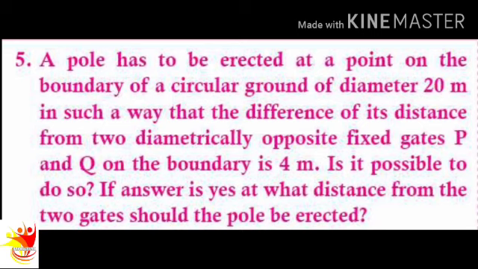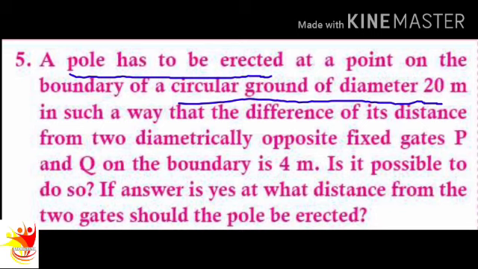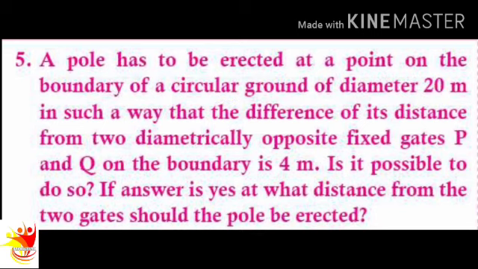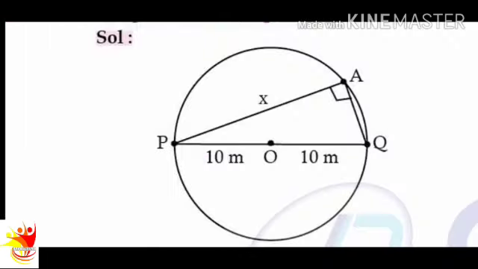What is the question? First, a pole is erected on the boundary of a circular ground. The diameter is 20 meter. Diametrically opposite fixed gates P and Q. The difference is 4 meter. Now what we have to find is the distance from the two gates.